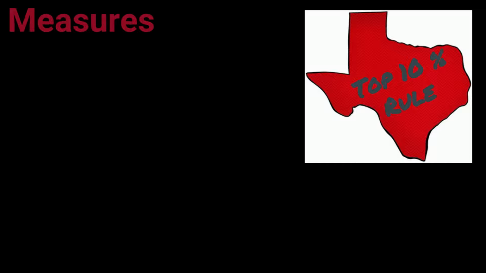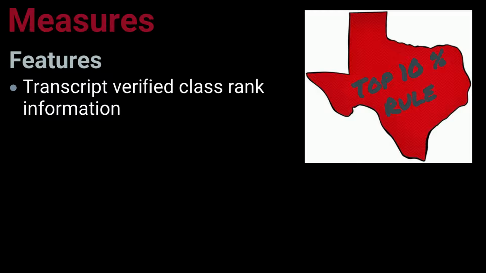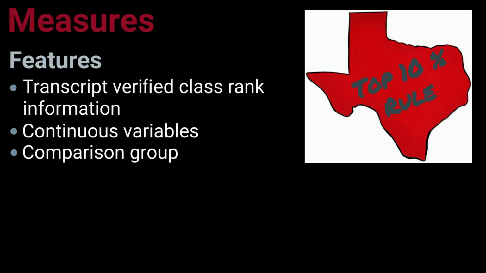So as mentioned previously, the authors used transcript-verified class rank information, continuous variables, and the regression discontinuity technique because this method allowed for a comparison group whose admission did not factor in the top 10% law, thus allowing for causal inferences. So they specifically selected regression discontinuity because previous studies used survey data with a lack of comparison group, self-reported data, and approximate post-secondary outcomes.